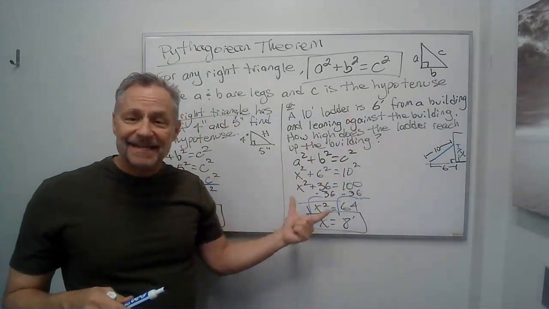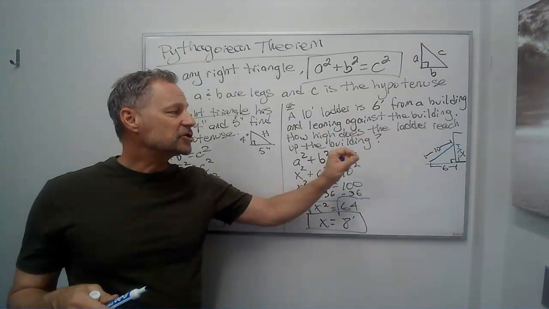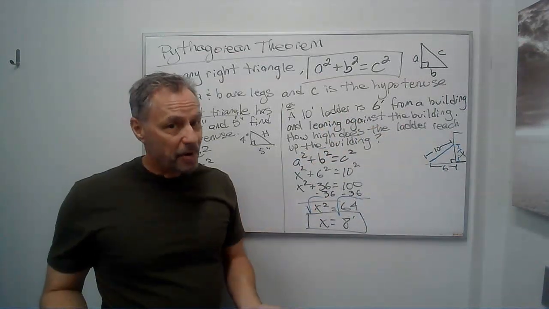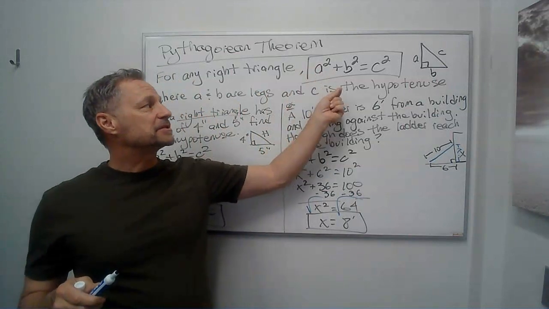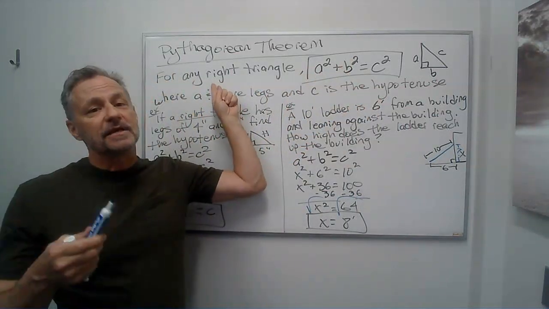But anyway, that's the idea. That's how we work it. Just remember which one is the hypotenuse, and remember a squared plus b squared equals c squared only if it's a right triangle.